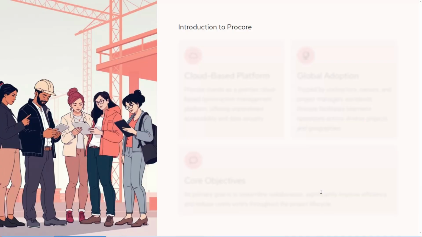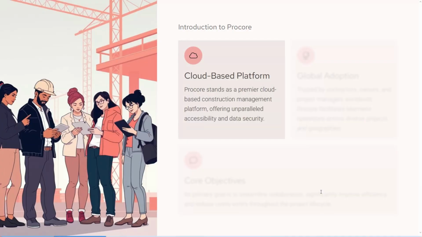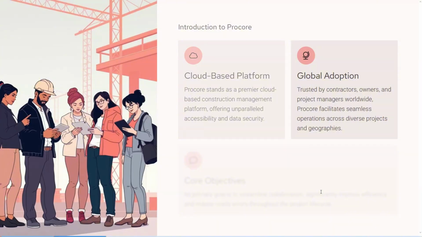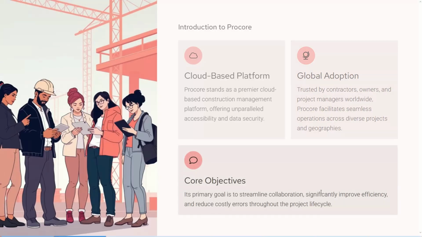Now first we have to make an introduction. The first thing is that Procore is a cloud-based platform. Procore stands as a premier cloud-based construction management platform offering unparalleled accessibility and data security. It has a global adoption. It is trusted by contractors, owners, and project managers worldwide. Procore facilitates seamless operations across diverse projects and geographies, and it offers core objectives. Its primary goal is to streamline collaborations, significantly improve efficiency, and reduce costly errors throughout the project lifecycle.